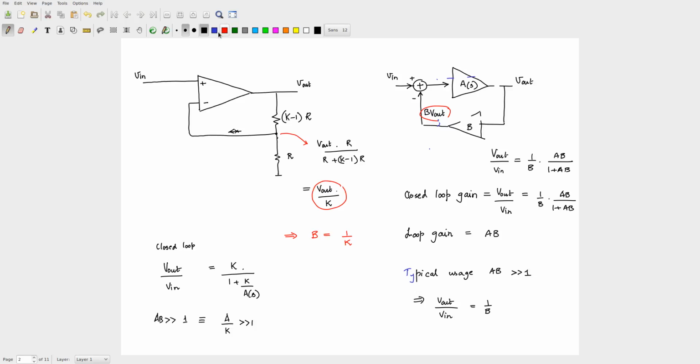Suppose you had this quantity as equal to, say, R2, and this quantity was R1, then what was your V out by V in? We have done this many times. It was 1 plus R2 by R1, just this, right? Is this correct? Okay, this is correct. This was your non-inverting amplifier.